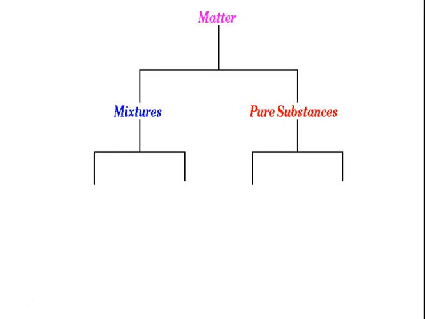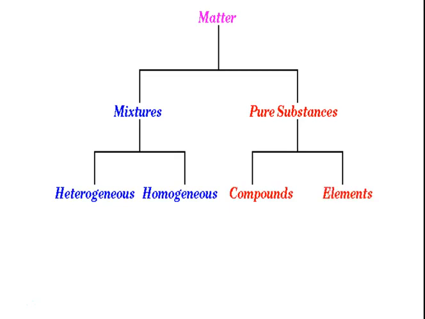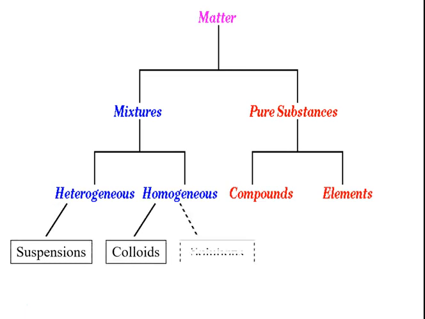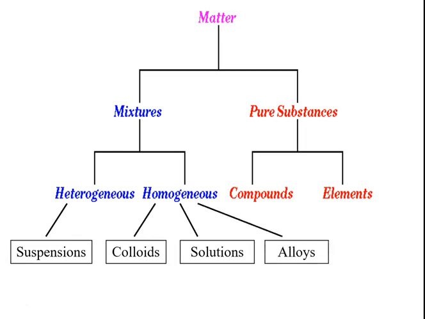So again, to go back and give you a broad sense of what I just said: matter can be either a mixture or a pure substance. Mixtures can be either heterogeneous or homogeneous. The heterogeneous situation is called a suspension. If you have oil and water and you shake it up, it might look very uniform for a brief time, but it will then separate. So that would be a suspension.